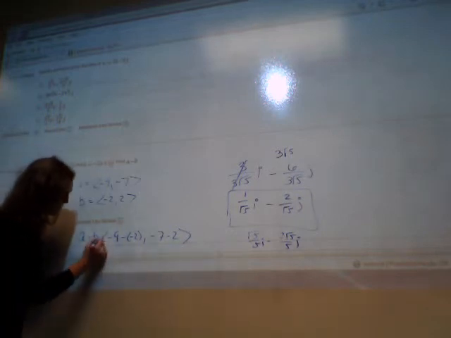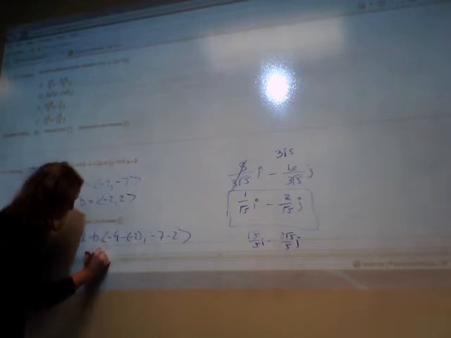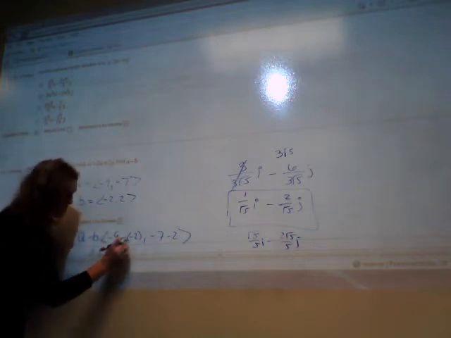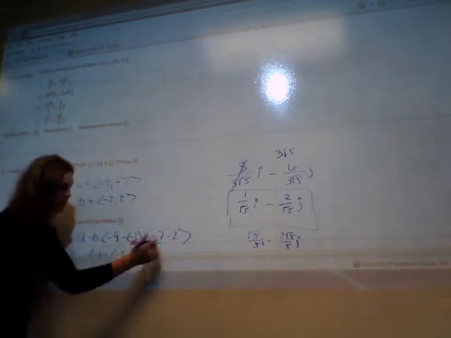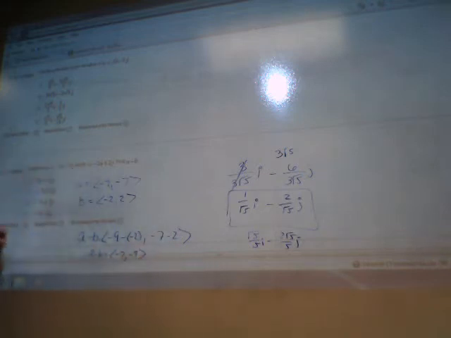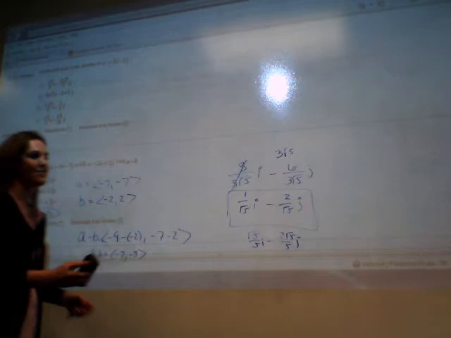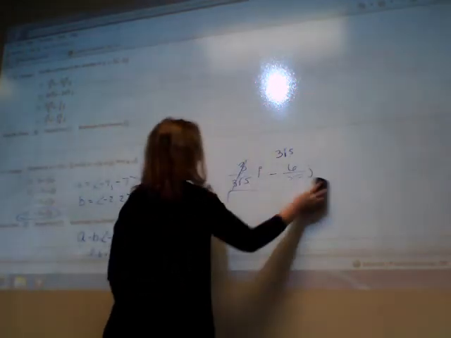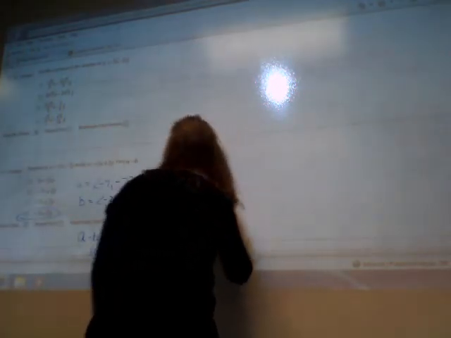So A minus B is equal to what? This is plus, so negative 7. This is minus. And there we go. They put it back in i j notation. They probably left it in i j notation. Okay.